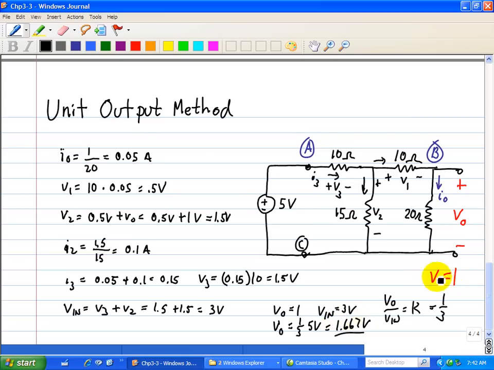A unit output of 1 volt, and we work our way back to see what input gives us that, and we found that 3 volts will give us a 1 volt output. That implies that our proportionality constant, 1 divided by 3, is 1/3. Then we can find our output for any input by multiplying it by the proportionality constant 1/3, which gives us 1.667.